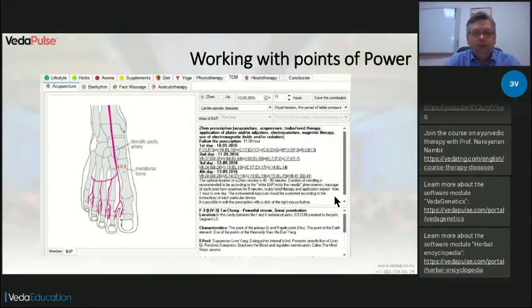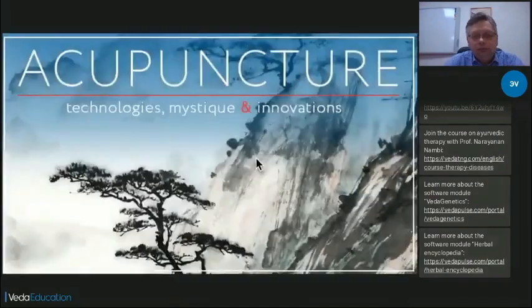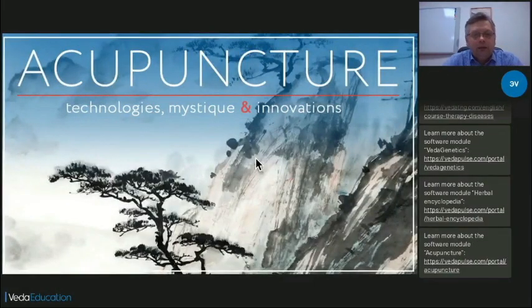The next competence is associated with influencing the life points of energy flow, which may be associated either with acupuncture or with marmotherapy. Only after a 5-minute assessment of the heart rate on the VedaPulse program, the program provides you with the comprehensive recipe of influencing the energy points to balance the situation. For this, we use a module that is called Acupuncture.